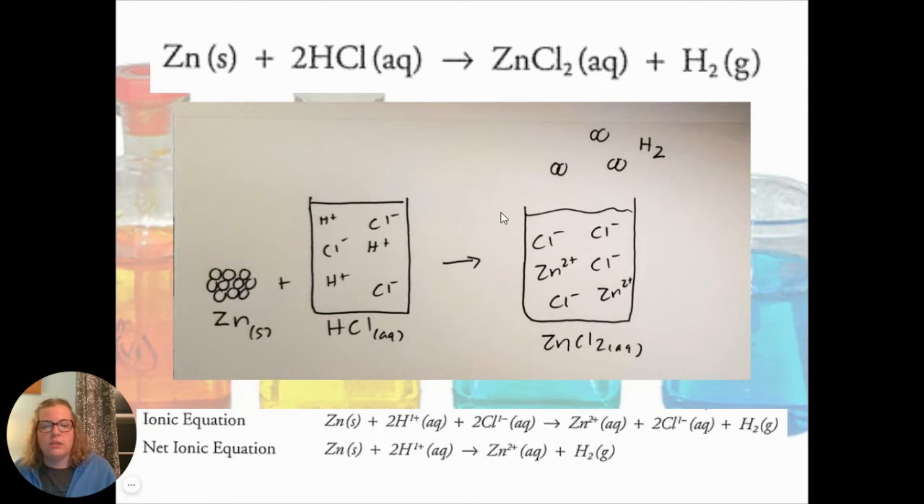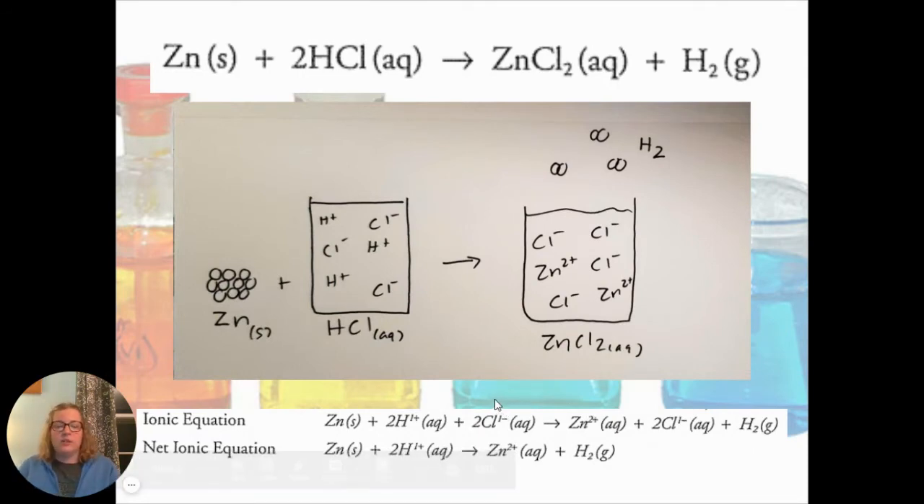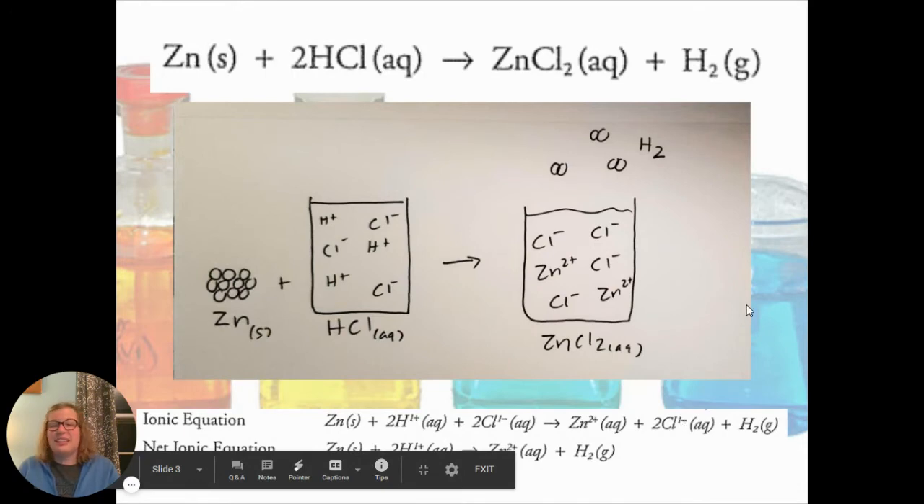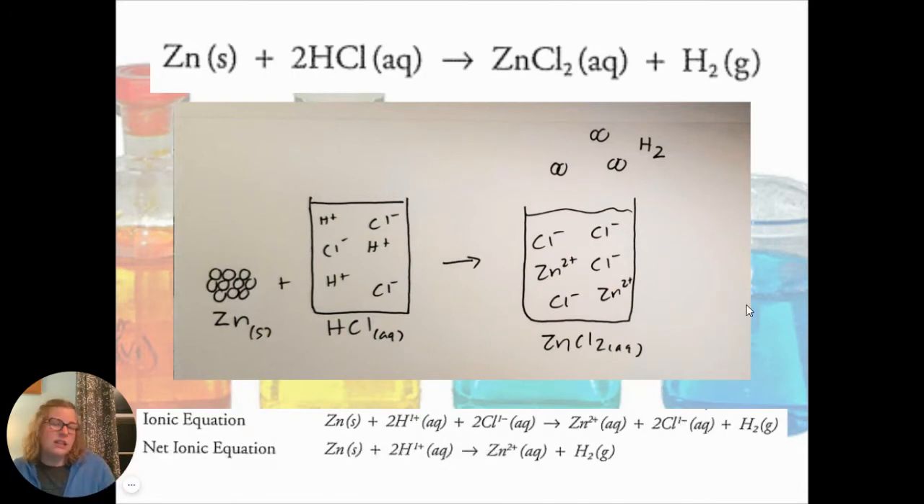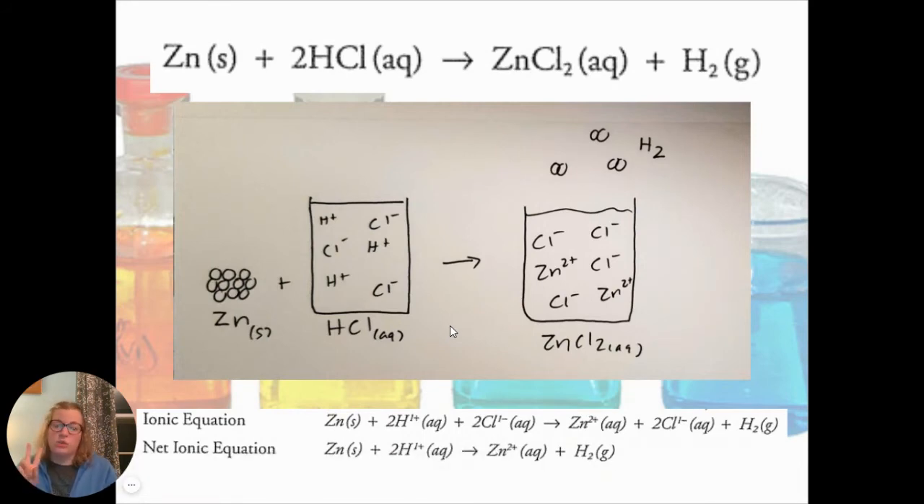So in both of these equations, you can see on both sides of the equation that the Cl minus stays the same in its charge and in its phase. And so that means it's a spectator ion. And I can cross those out. And now my net ionic equation is just the stuff that's changing. So my net ionic equation is Zn solid plus H pluses, and there's 2 of them, and that turns into Zn2+ and H2 gas.